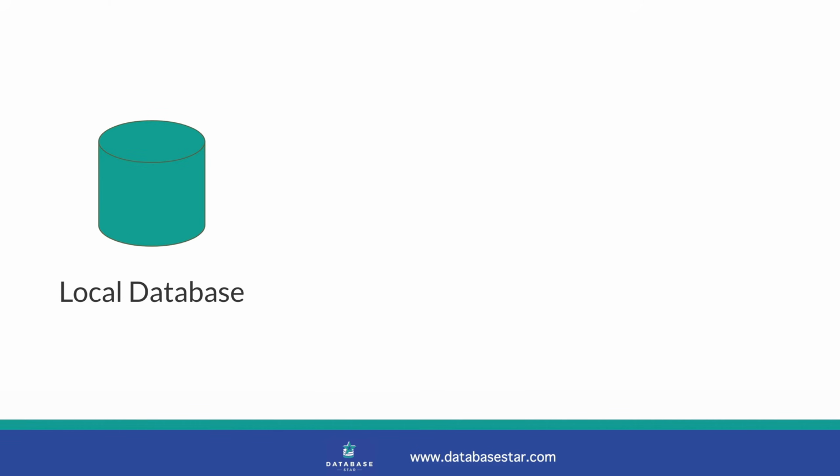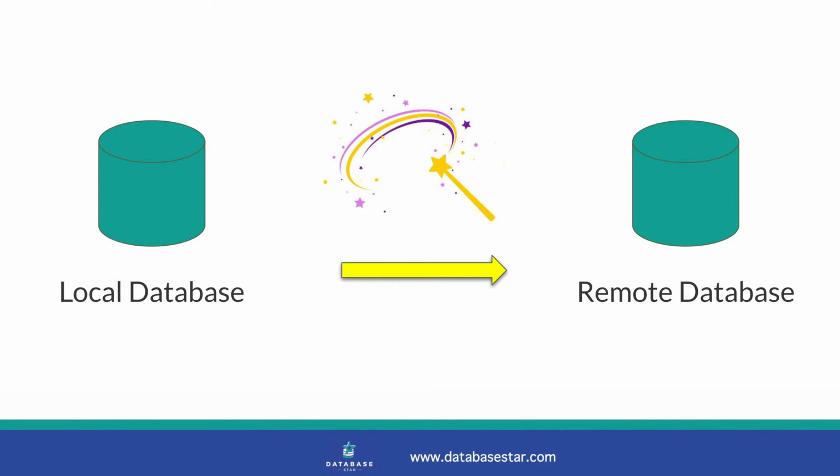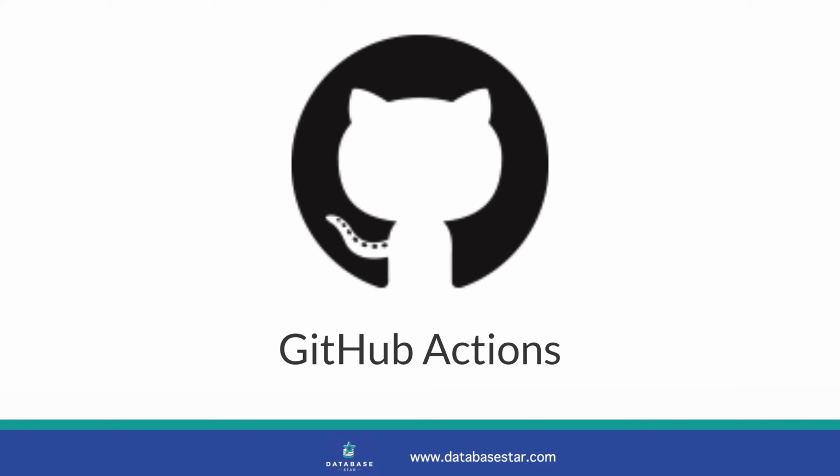You can set up GitHub so that whenever you make a change to your local database using an SQL file, it will get automatically run on another database, keeping them both in sync. This is great for the development and testing of anything that uses a database. Let's learn how to use GitHub Actions and GitHub to automatically update a remote database.